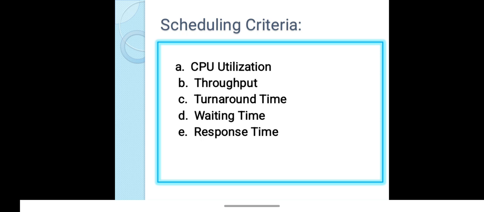And another one is waiting time. Waiting time is the sum of the periods spent waiting in the ready queue. And last one is response time. It is the amount of time it takes to start responding, but not the time that it takes to output the response. It is called the response time.